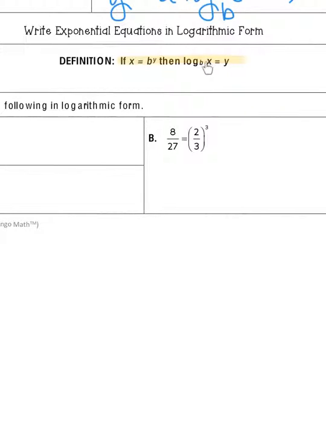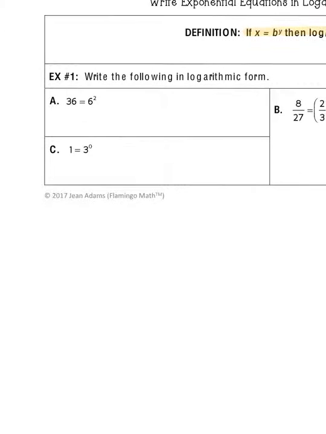So this b to the x, if you will, becomes b to the y equals x over here. So these are just switching here and switching here. That's all you're doing. It's just a switch. So for instance, wouldn't you agree that 6 squared is equal to 36? So we're going to find its log form. And so all we have to do is take log.